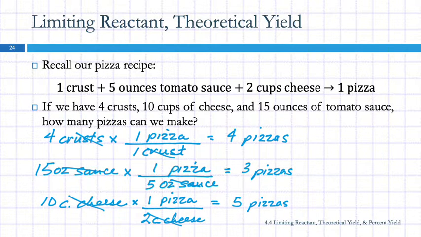So the idea here is that we took each of the ingredients and separately figured out how much of the product we could make using that ingredient. And then we look at the amount of product and choose the smallest one. Because when we get to 3 pizzas, all the sauce is used up. So the cooking of pizzas cannot continue because there's no more sauce. It just is going to stop. And in a chemical reaction, when you run out of one of the ingredients, one of the reactants, the reaction stops.